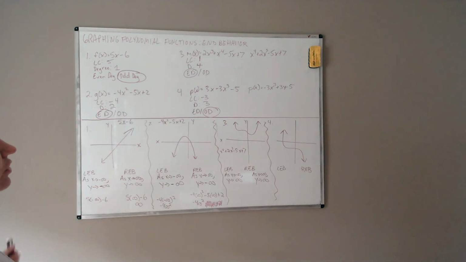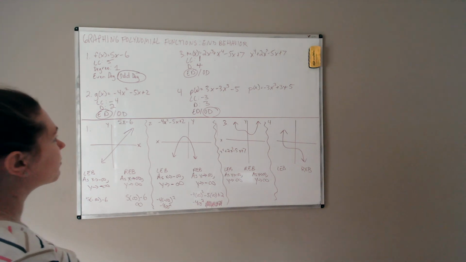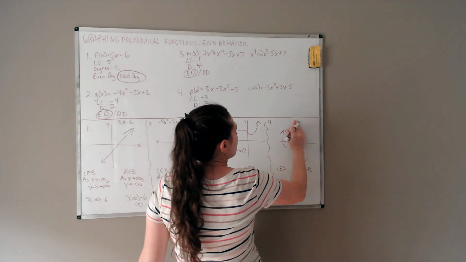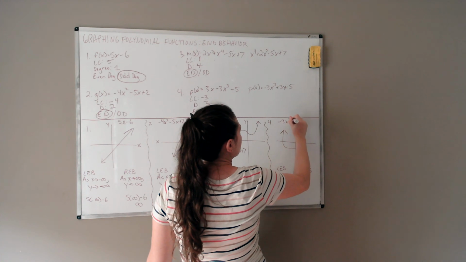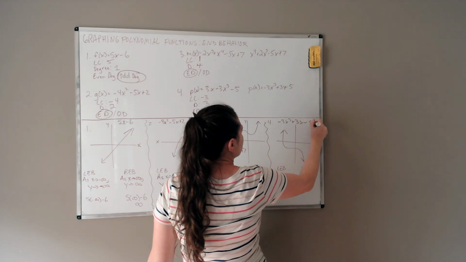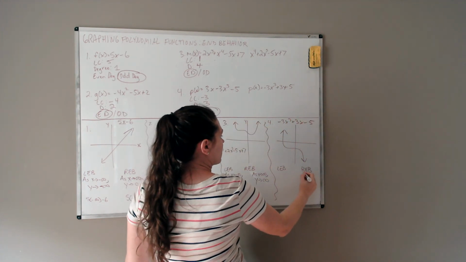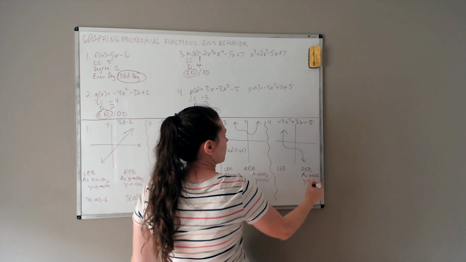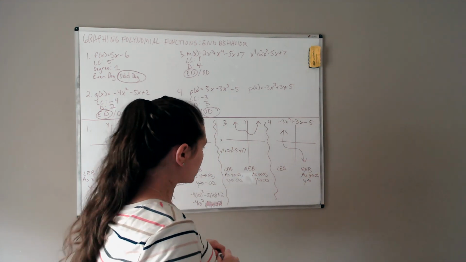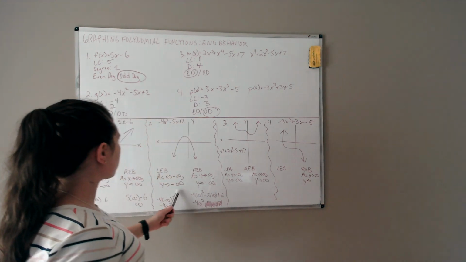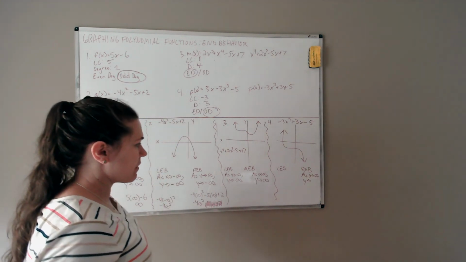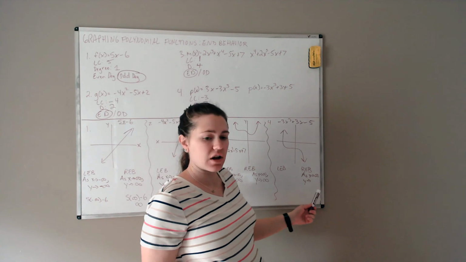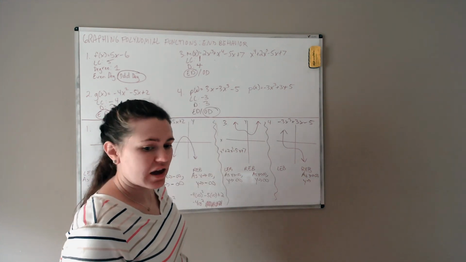And not zero, just a large positive number. And number 4, this was negative 3x to the third plus 3x minus 5. So if we look at the right end, which is as x approaches positive infinity, let's talk about what y is approaching. You need to make sure you're using proper notation when you are discussing the end behavior.